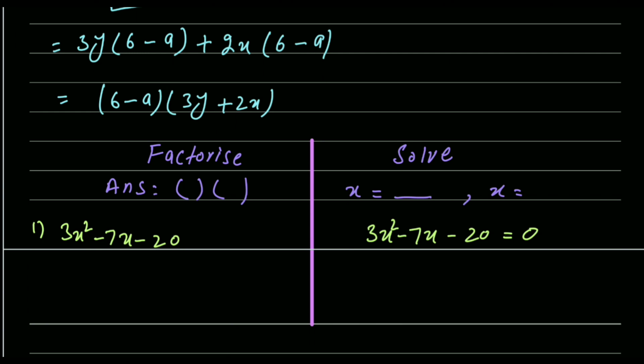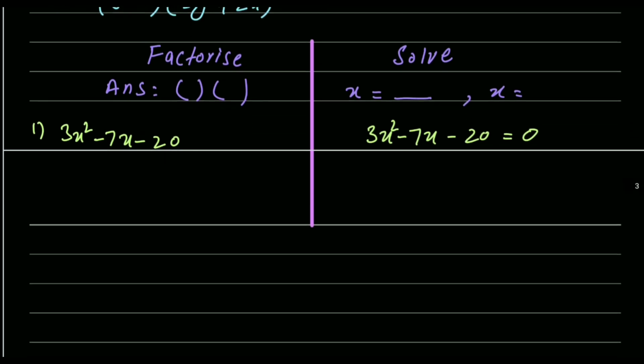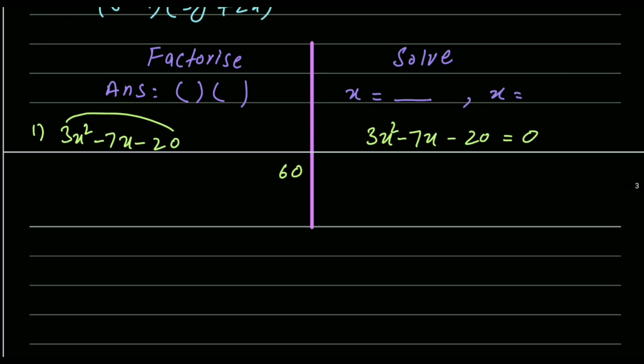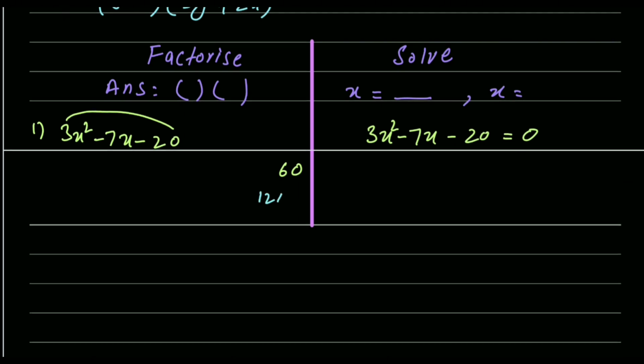So in a solve question, there will be an equation with equal to 0 given to you, but in factorization you will just have an expression and you have to factorize it. So 3x square minus 7x minus 20, 3 into 20 is 60. We have to find the factors of 60. So what we will do, 60's factors are 12 and 5. I have selected the factors. 12 into 5 is 60, and if I subtract 12 and 5 I will get 7.